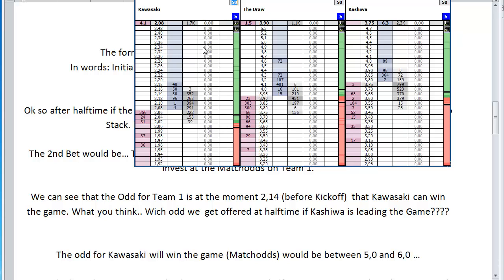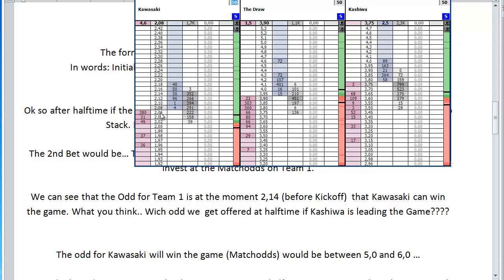If now at halftime Kashiwa is leading, let us say with 0-1, how high would this odd be that Kawasaki will win the game? Okay, the odd for Kawasaki will win the game Match Odds would be between 5 and 6. So the odd will go up around here between 5 and 6. In this range you will get the odd if the starting odd is 2.06.